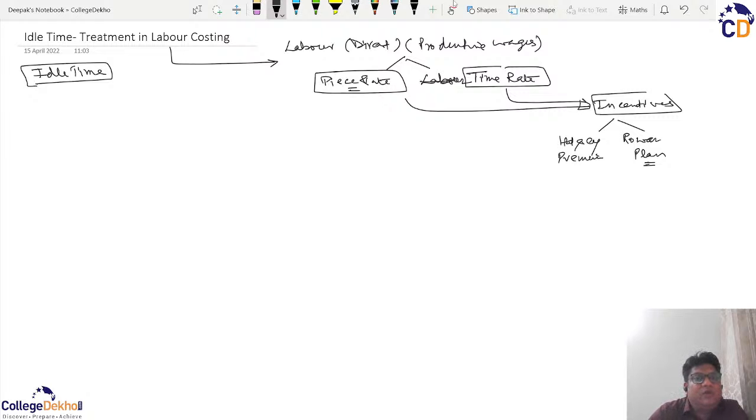So we are moving into a regime in the corporate sector where normally the workers are being paid on a time rate system, and along with the time rate system they are being incentivized with either the Halsey plan or the Rowan plan, and the primary used plan is the Rowan plan.